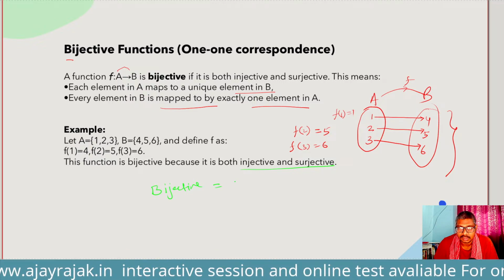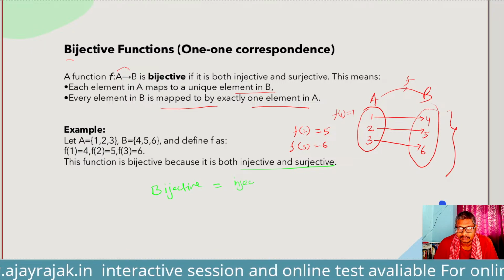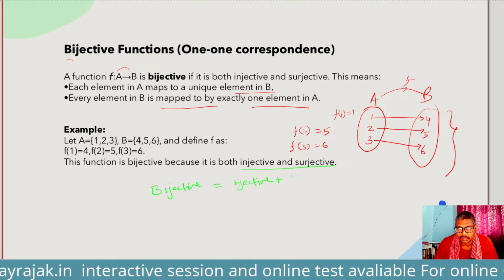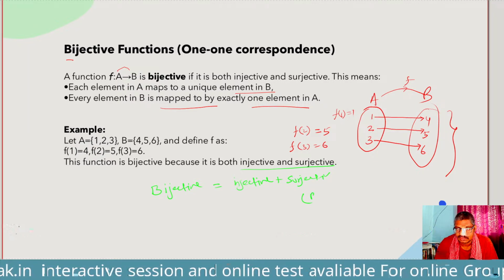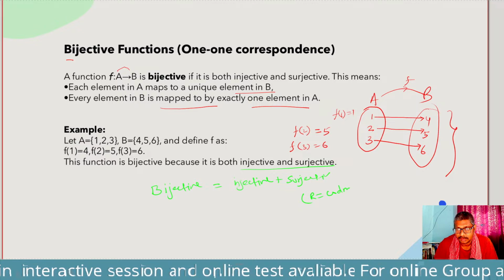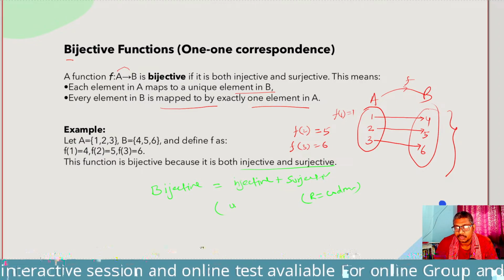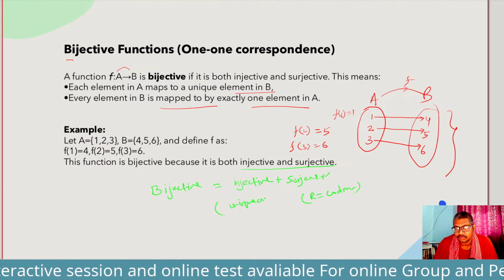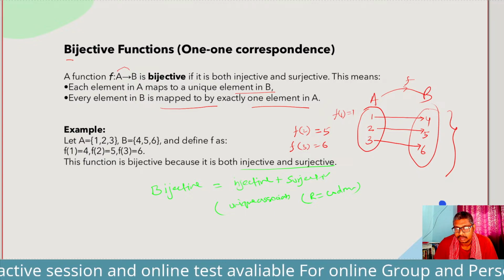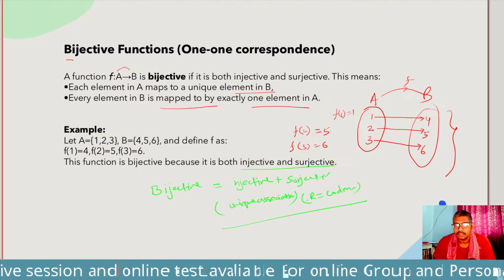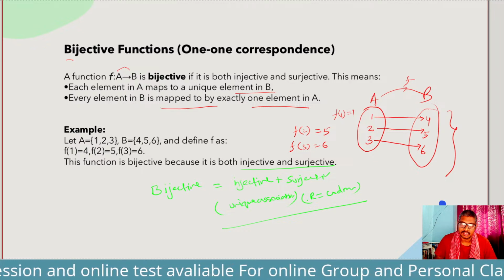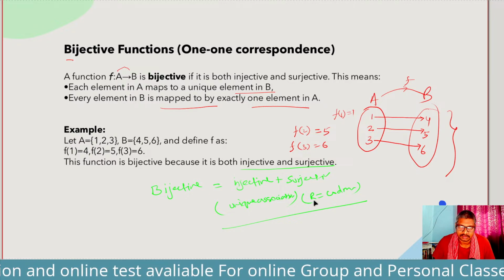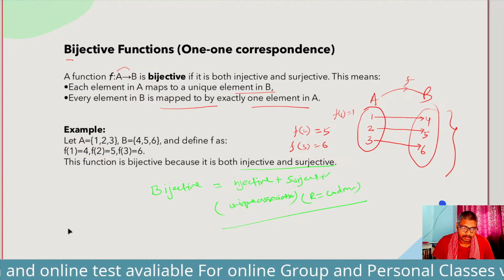You can say bijective is the summation of the properties of injective and surjective. What is the property of surjective? Range equals codomain, and here unique association. Together they make the bijective function. So this is the type of functions. Later on we will see some different types of functions that are important.